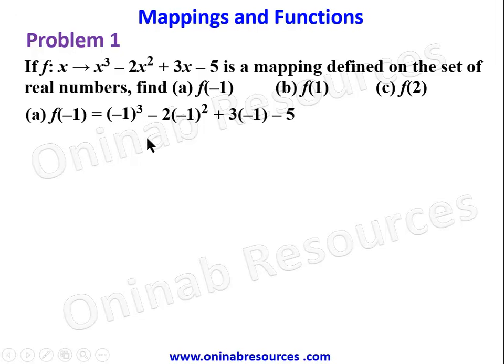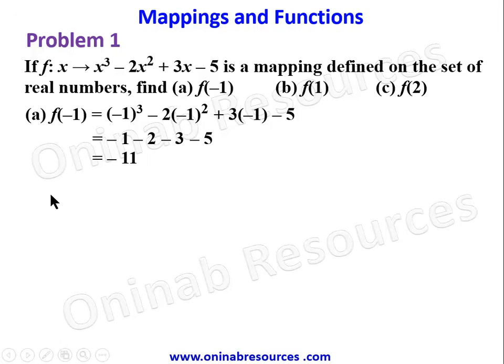So (-1) cubed gives -1. (-1) squared gives positive 1, multiplied by -2 gives -2. Positive 3 times -1 gives -3, minus 5. So this is -1 minus 2 gives -3, minus 3 gives -6, minus 5. We have f of -1 as -11.